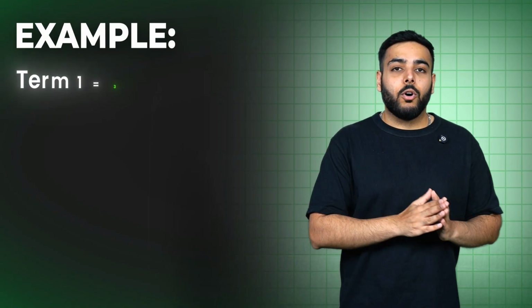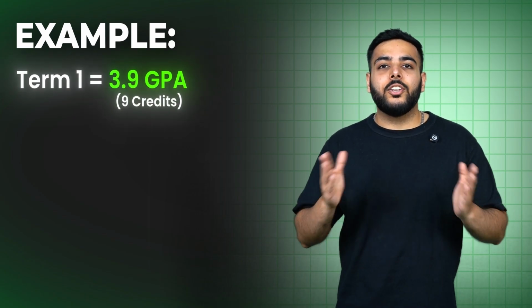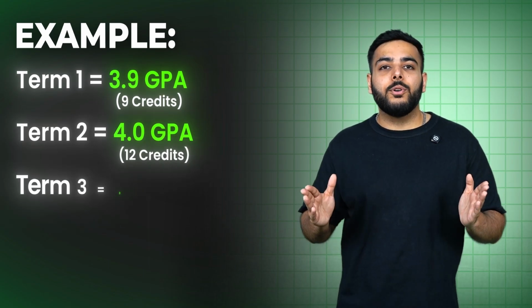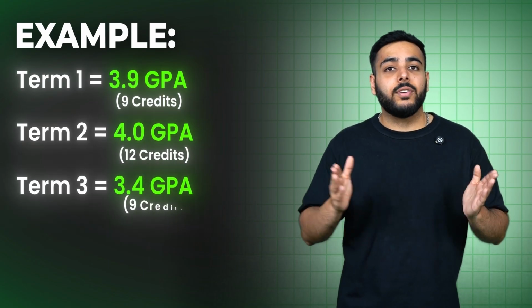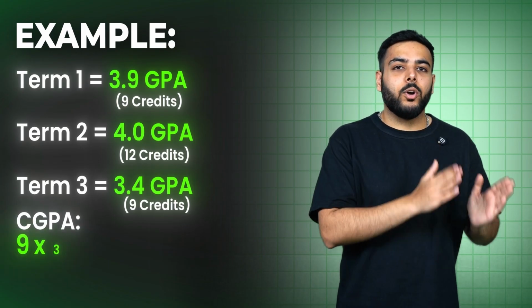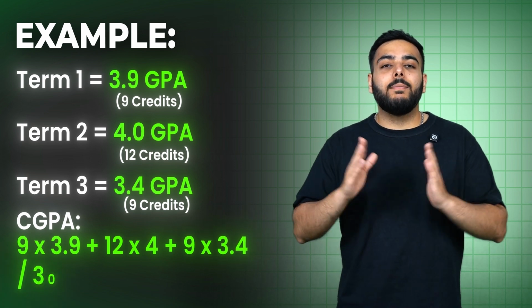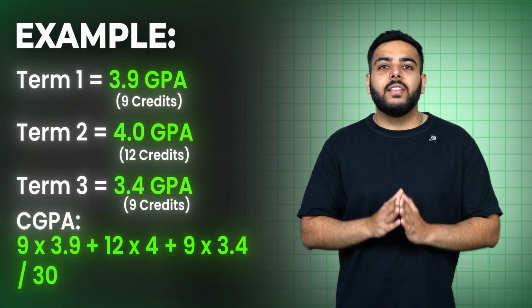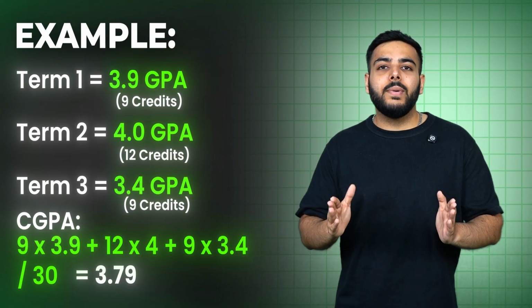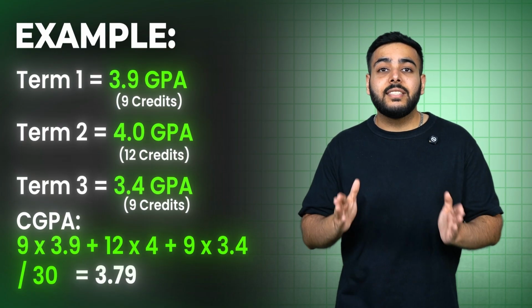Let's say in term 1 or semester 1, you got 3.9 GPA and you took 9 credits. In term 2, you got 4.0 GPA and you took 12 credits. In term 3, you got only 3.4 GPA and you took 9 credits. Then your final CGPA will be calculated as 9 into 3.9 plus 12 into 4 plus 9 into 3.4 divided by 30, which is the total credits. This gives us 3.79 as your final CGPA. Now, once you complete all of your courses, your final grade for your master's degree is this CGPA.